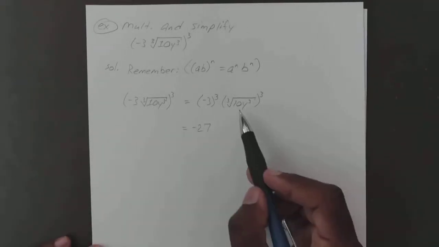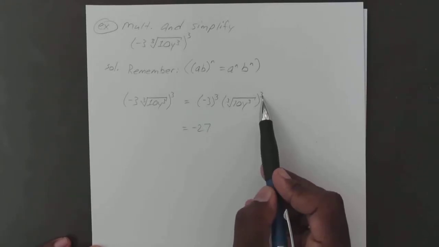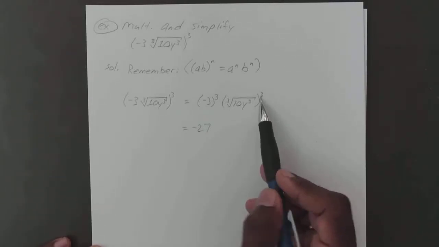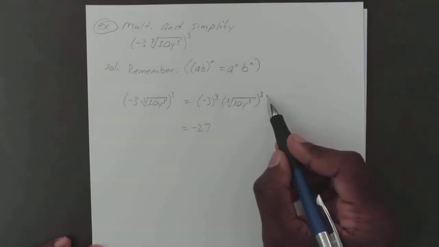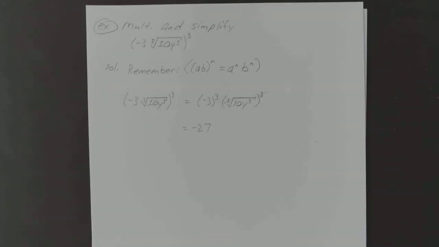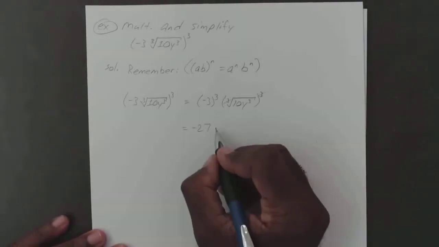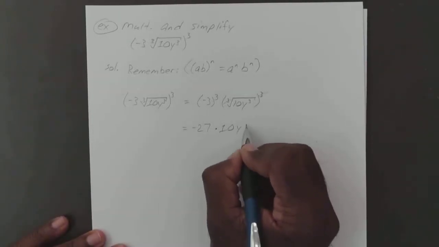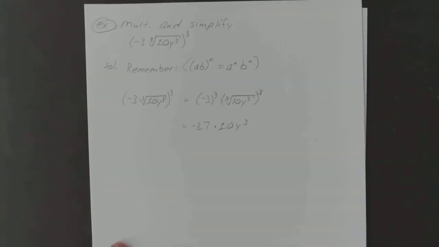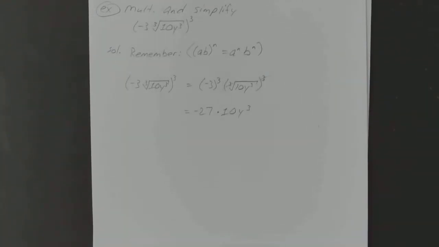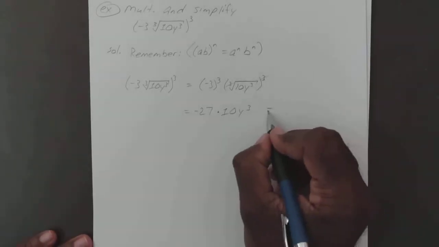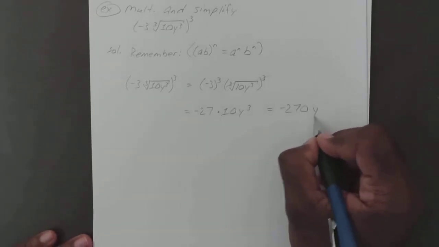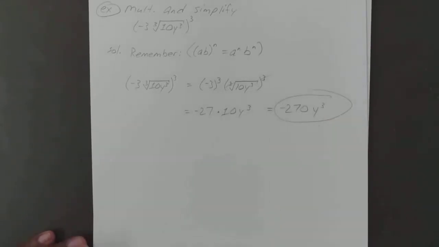We also know here that whenever you have an index and an exponent that are the same, they're going to cancel out. So these two actually cancel each other out. That's going to be times 10y to the third. So you end up with negative 270y to the third. All right. Any questions on that one?